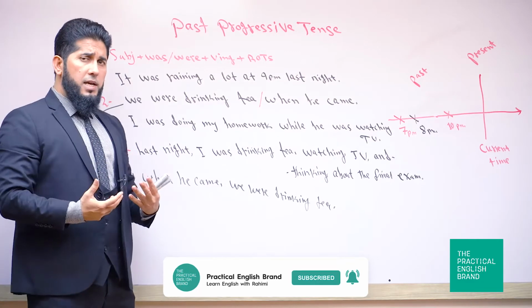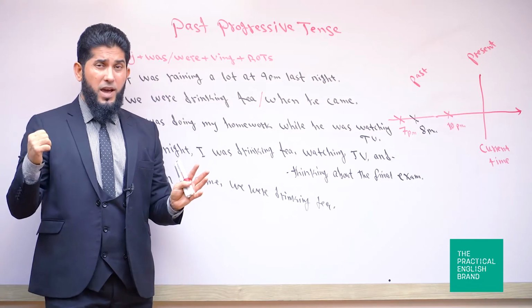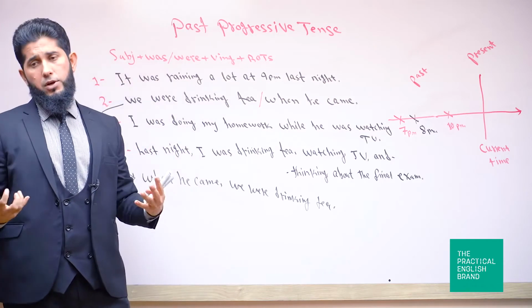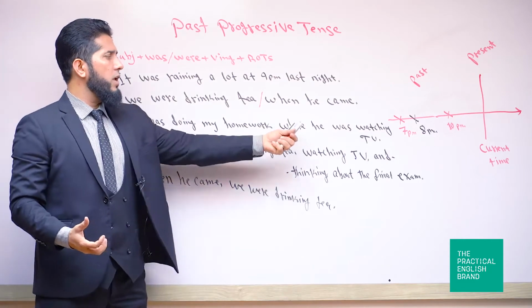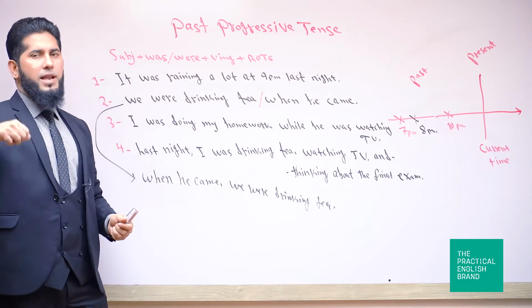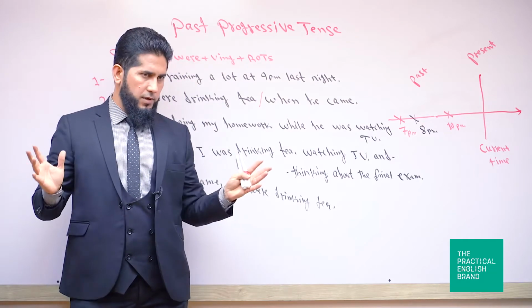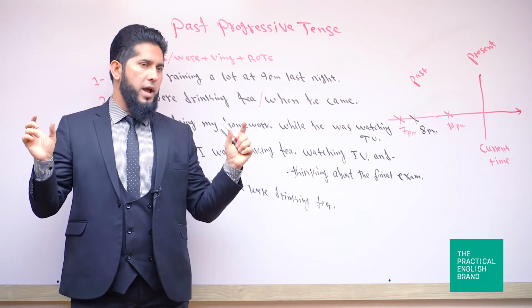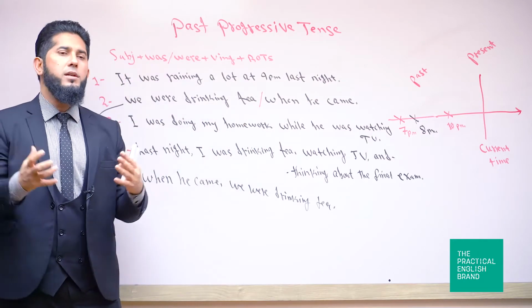Usage number 3. We can also talk about the kind of actions which were in progress at the same time in the past and they were not interrupting each other, okay? Look at this example. I was doing my homework while he was watching TV. Let's say last night you were doing your homework, but your brother was watching TV. So you want to talk about those two actions. Both of them were in progress at the same time and they were not interrupting each other.